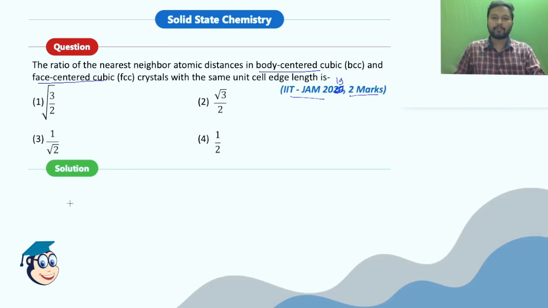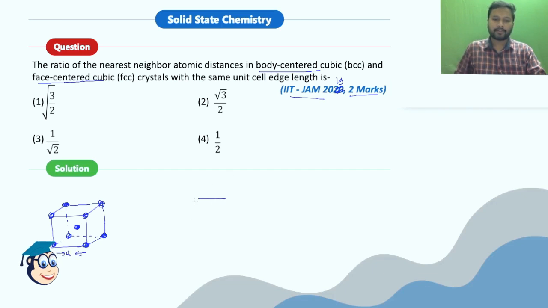Now, if you know the structure of BCC and FCC, let me just show you quickly with the help of a diagram. If I draw a cube of edge length, let's say, small a. So in BCC, you have atoms at the corners, you have atoms at all these corners, as well as an atom on the body center. So you have an atom at the center of the body. The edge length I am taking is small a.